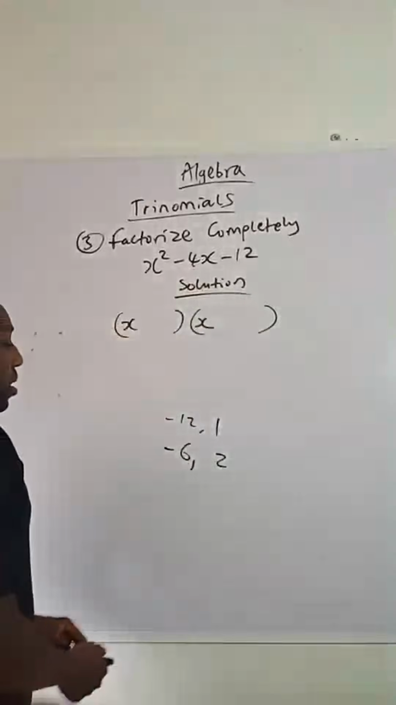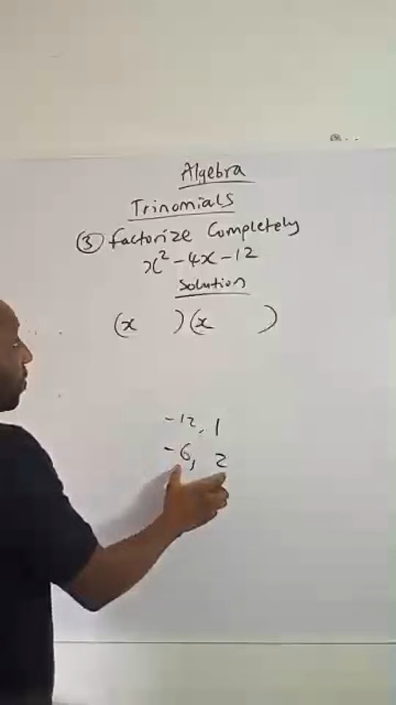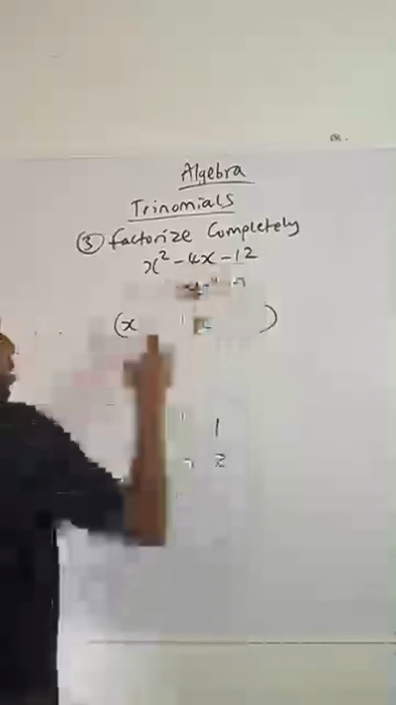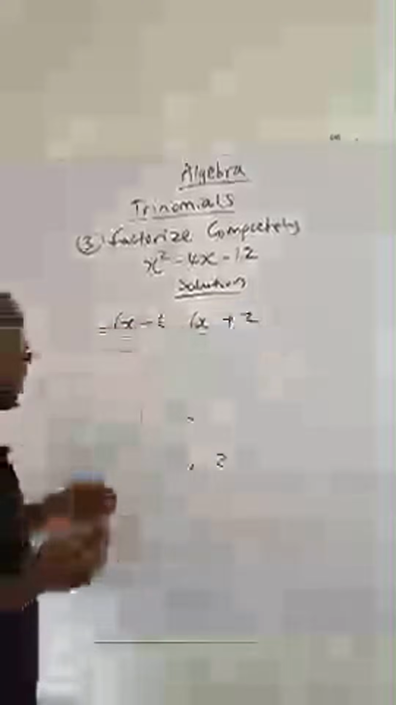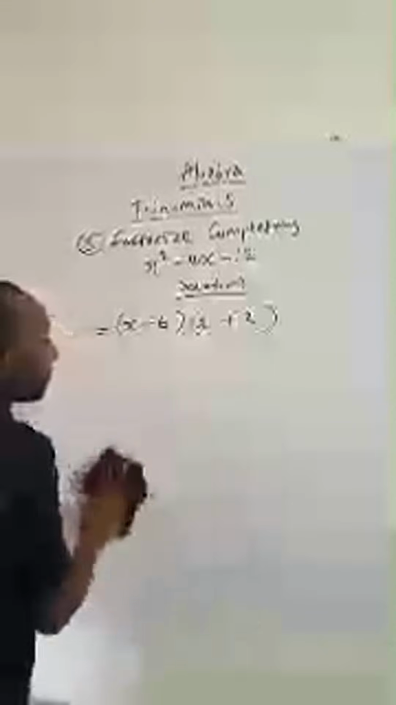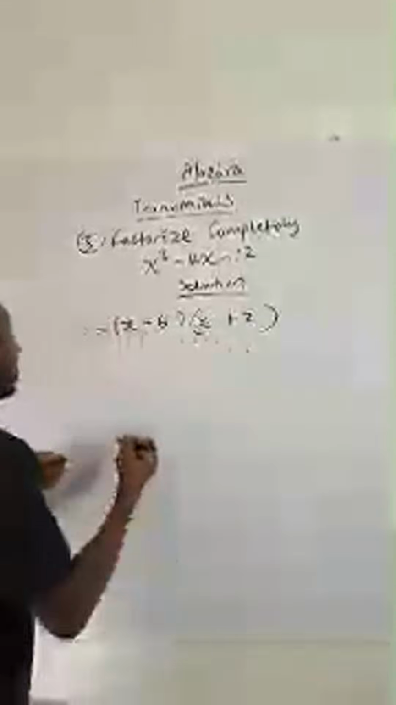So that's it. Now, since these two factors work here and here, then I will just write minus 6 here and then plus 2. And that's it. Just one line, we've gotten our answer. So this is how you can do it quickly.